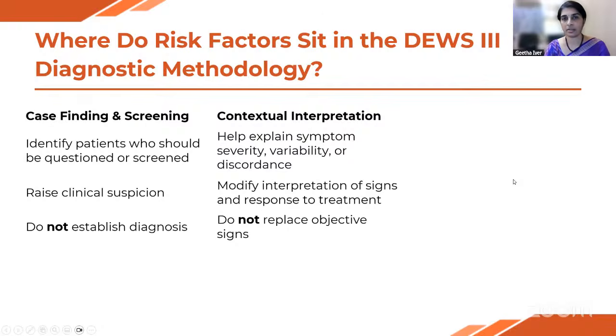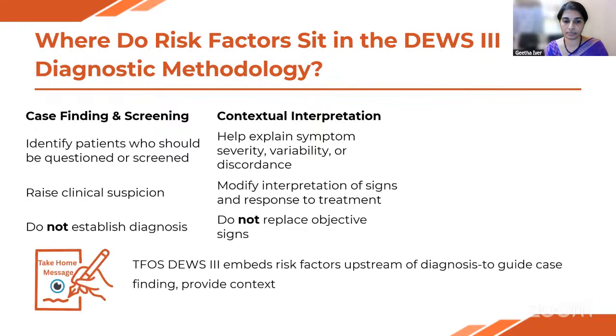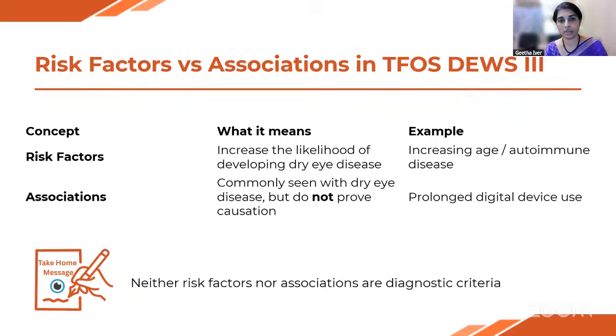Where do risk factors sit in the DUCE-3 diagnostic methodology, especially with respect to case finding and screening? They help us identify patients who should be questioned or screened, and they should raise clinical suspicion, but risk factors by themselves do not establish diagnosis. Contextual interpretation of risk factors helps explain symptom severity, variability, or discordance, but they do not replace objective signs. TFOS DUCE-3 embeds risk factors upstream of diagnosis to guide case finding and to provide context.